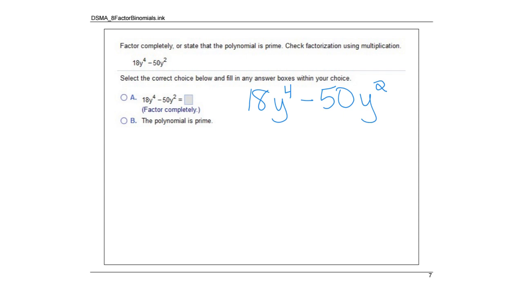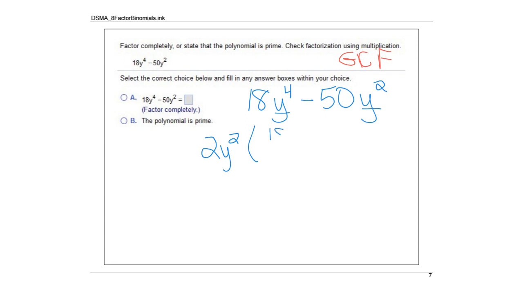So let's go ahead and take care of our greatest common factor. We're supposed to do that all the time first anyway. All right, so if we look at 18 and 50, we definitely have a 2 in common. I think that's it. So we have a 2 that we can pull out to the front because that's in common to both 18 and 50. Now with the y's, we're going to take the smallest exponent, right? We can't take 4y's away from 2y's, but we can take 2y's away from 4y's. So we're going to go ahead and pull the y squared out of there.